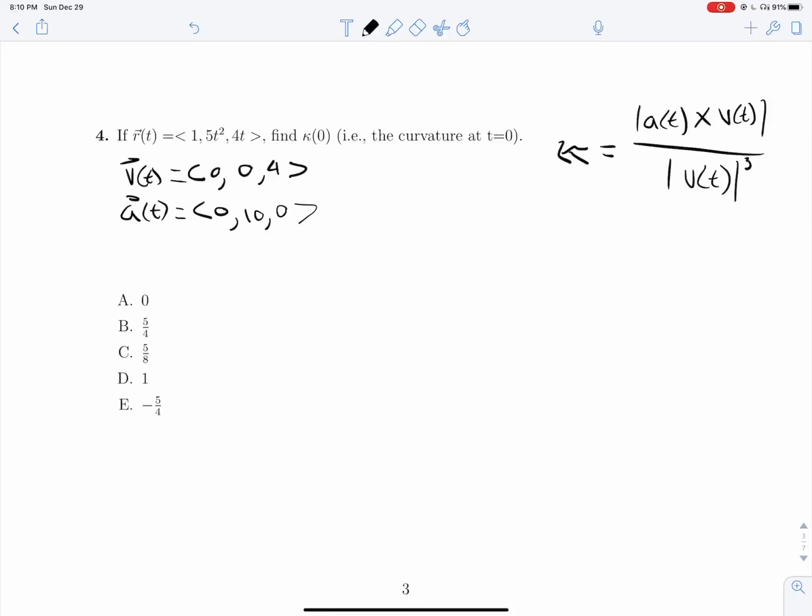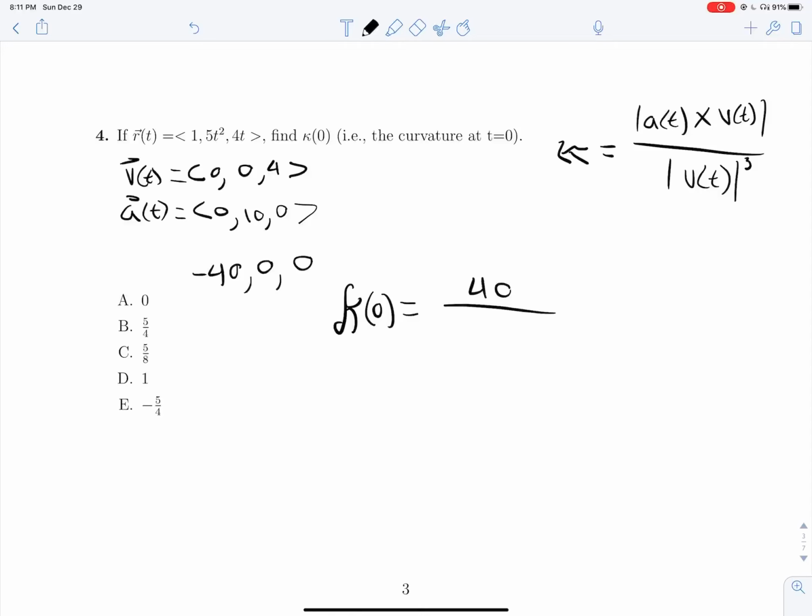So the, let's see, ooh, that's a cool k. Curvature at 0 is going to be the magnitude of v cross a. Well, let's figure that out. Crossing these two, we are going to get negative 40, 0, 0. So the magnitude of that is just going to be 40, and then we are dividing by the magnitude of v of t cubed.